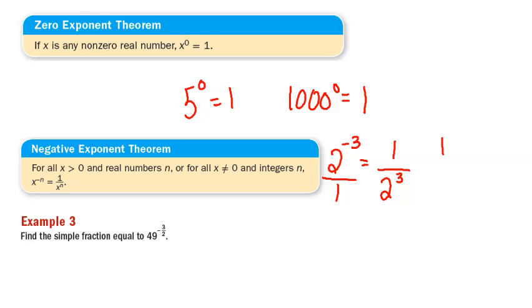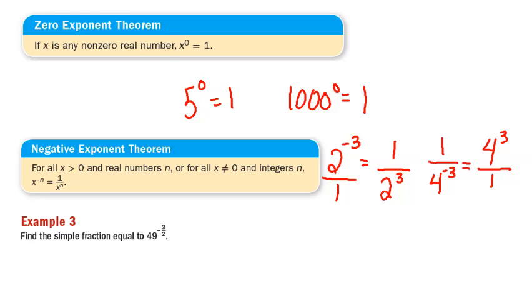Another example would be if I had 1 over 4 to the negative 3 power. That's telling me the 4 doesn't really want to be in the denominator of the fraction, it wants to be in the numerator. So that would flip it up and be 4 to the positive third over 1. We can use that in combination with any of our other exponent rules.